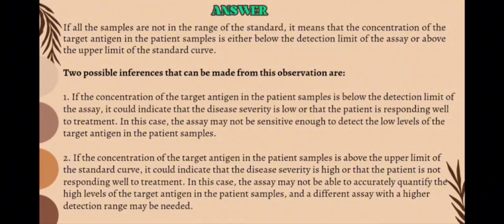So what I can summarize from this is that the observation that the assay did not show dose dependent color changes at different concentrations might suggest the concentration of the target antigen in the patient samples is below the detection limit of the assay. So the implications we can see from here is low concentration significance. This could indicate that the disease severity is low or that the patient is responding well to the treatment. And the sensitivity issue: this assay may not be sensitive enough to detect low levels of the target antigen in the patient samples.